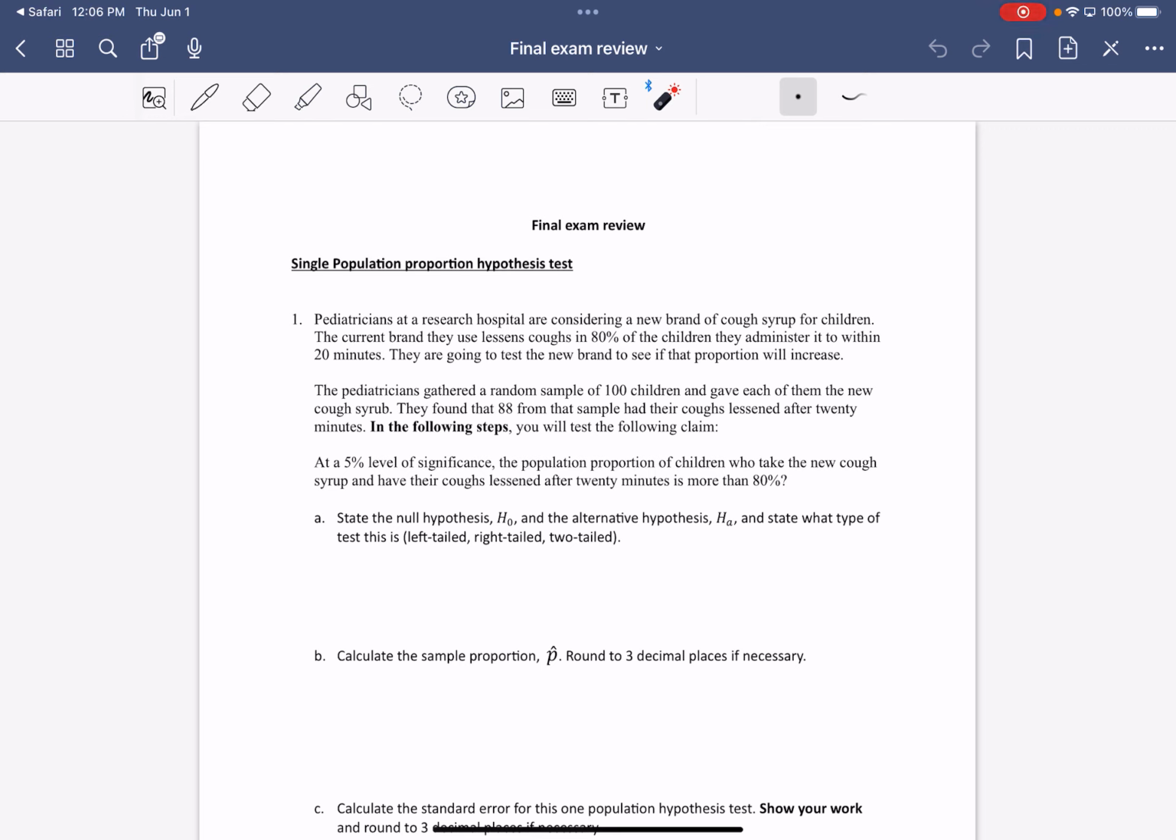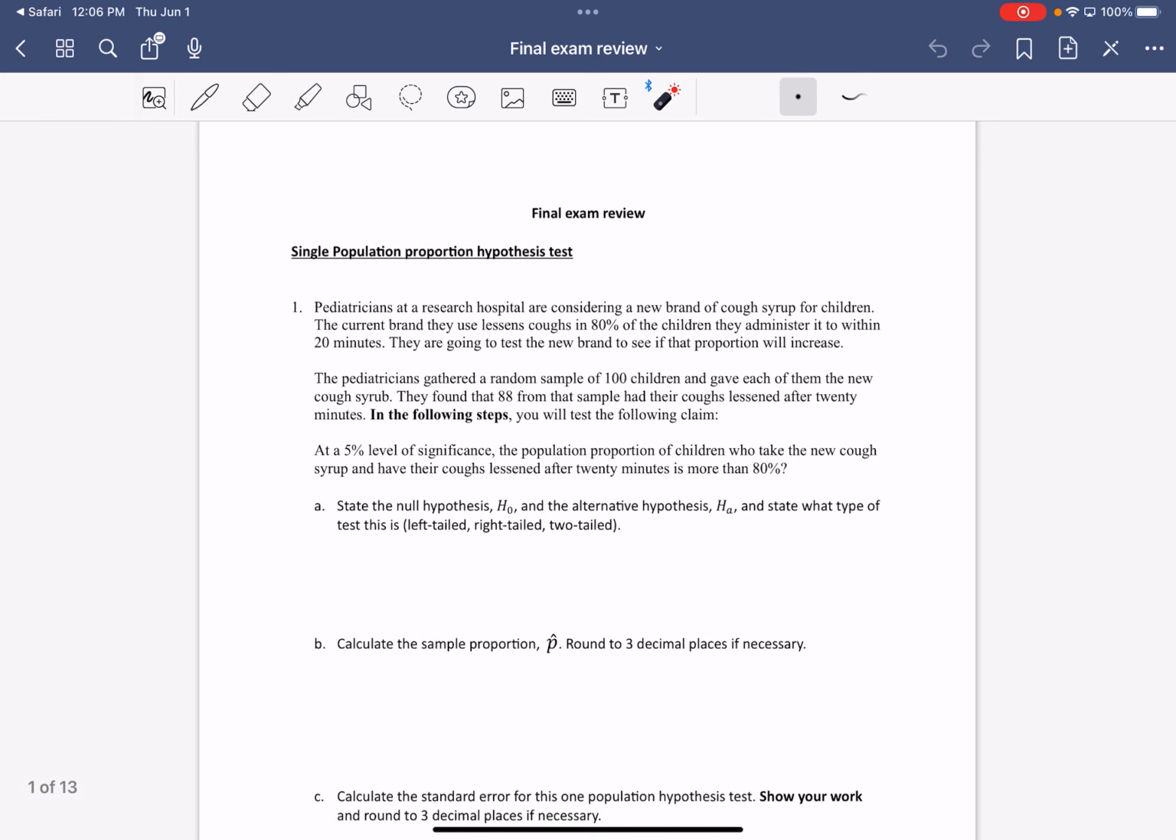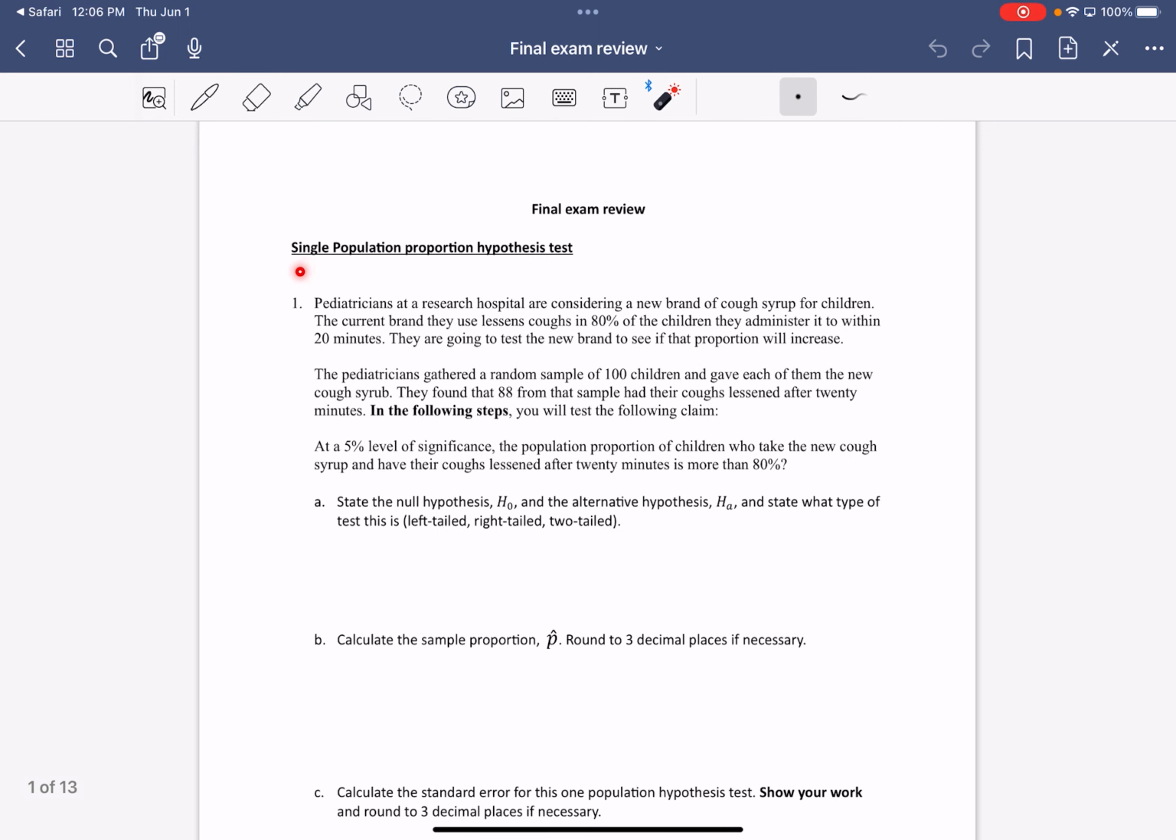Within this review, I have provided 2 examples of each topic, okay? So, first, we're going to be working with single population proportion hypothesis tests. This was back in chapter 6, I believe, 6-4 and 6-5. There was a small introduction to it in 6-3 as well, but really the main focus was in 6-4.